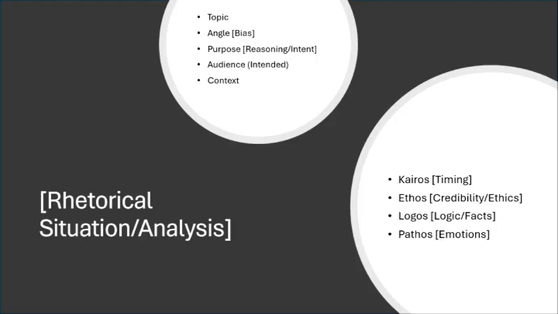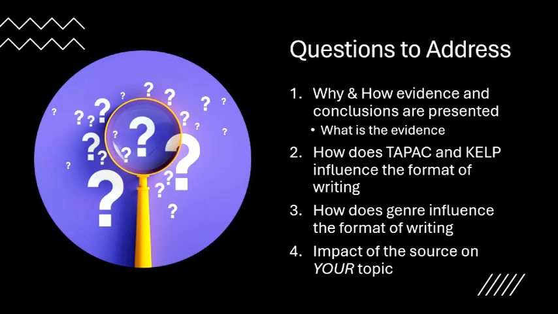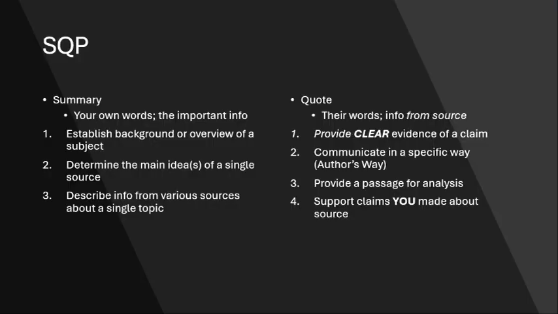So that's KELP. Kairos, ethos, logos, pathos. Those are your rhetorical appeals. They're the ways that we manipulate our reader to feel a certain way. And the rhetorical situation is both that and topic. Your topic, angle, purpose, audience, context. Those are your bread and butter. If you address all of those things for your critical analysis, you will be fine. If you address those and all of these questions, you will be fine. All right.